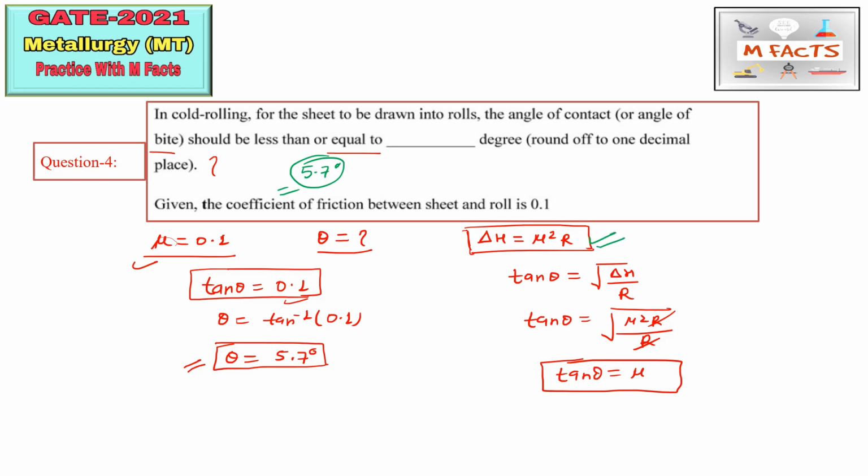This formula is basically for finding the maximum possible reduction or the draft, and this formula is for finding the angle of contact or angle of bite. So these formulas are very important for cold rolling or for rolling type of questions. So 5.7 is the correct answer.